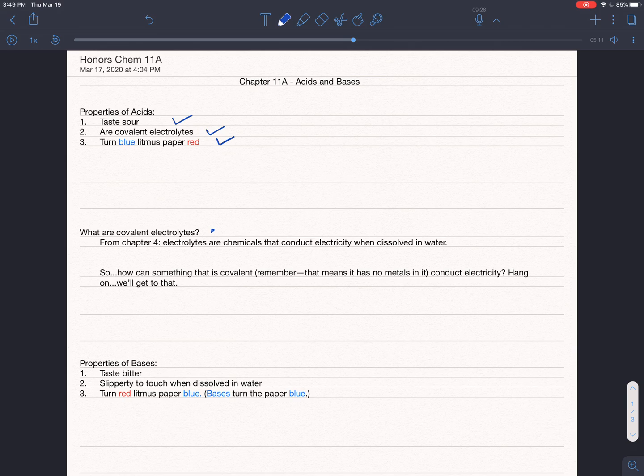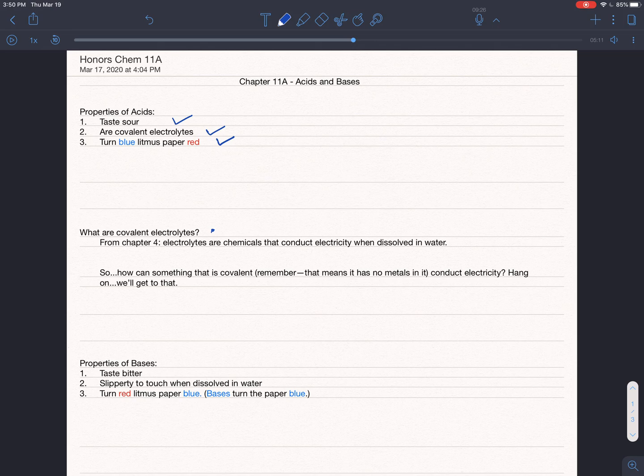We also learned in Chapter 4 that covalent compounds dissolve differently. They dissolve one molecule at a time. Because they dissolve one molecule at a time, there are no charges present as they dissolve. And therefore, we learned that covalent compounds do not conduct electricity.